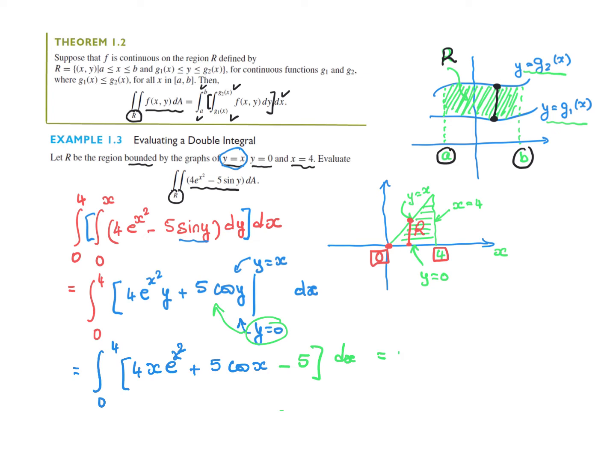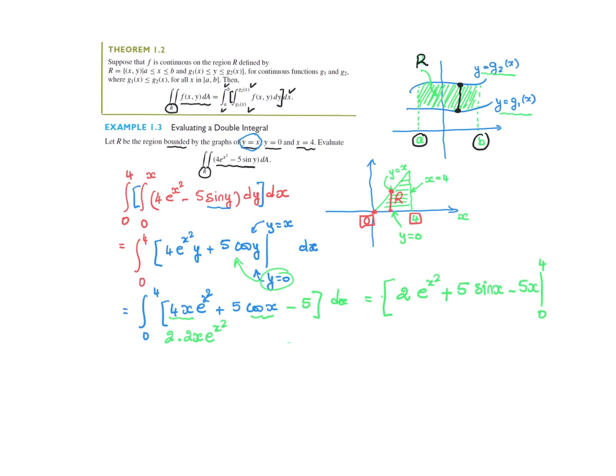Now this integral is going to be this. Think of this as 2 times 2x e^(x squared). So it's going to be 2 e^(x squared) when we integrate. Then the integral of cosine will be sine. Okay. And the integral of minus 5 will be minus 5x, and from 0 to 4.